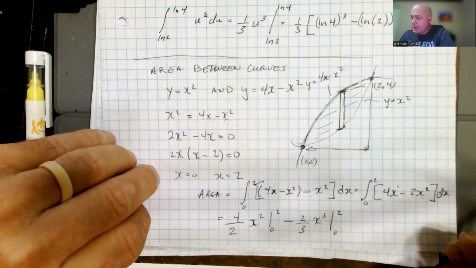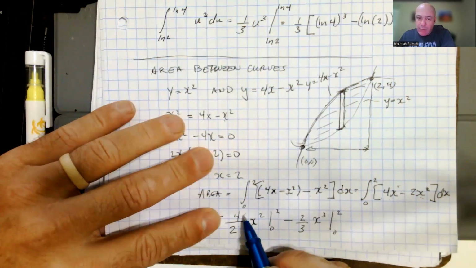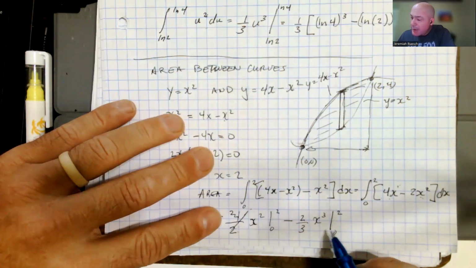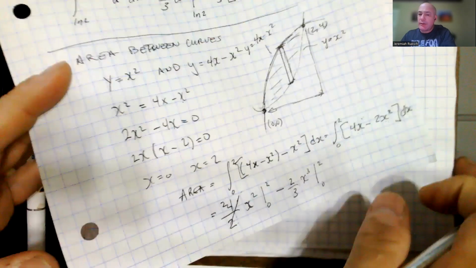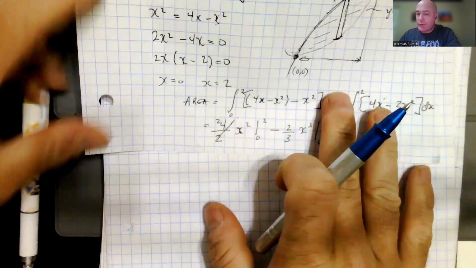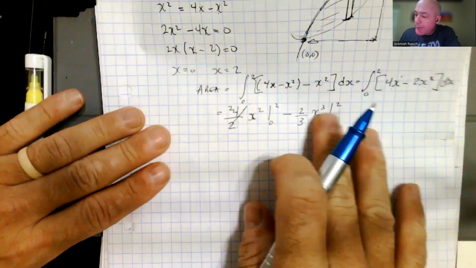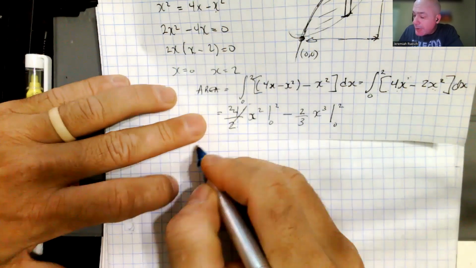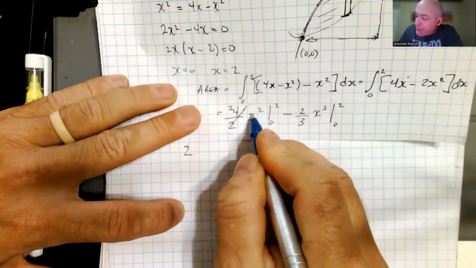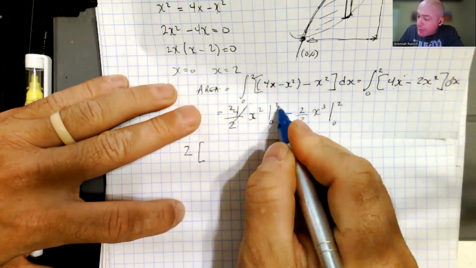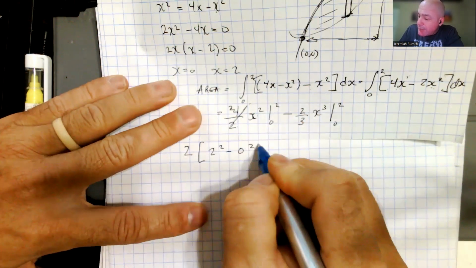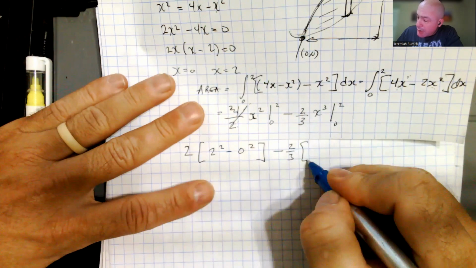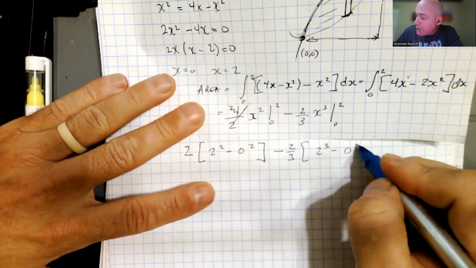Okay, it looks like I'm running out of room. Here, you should note that you have 4 divided by 2, so those are going to cancel, leaving us with 2. And how you plug in to simplify is really a matter of personal preference. I'm just going to plug it in individually here, but normally I would factor something out. So I have this 2 right here, times, for the upper limit, 2 squared minus 0 squared. So that's this one, minus 2/3, that's this one, 2 cubed minus 0 cubed.